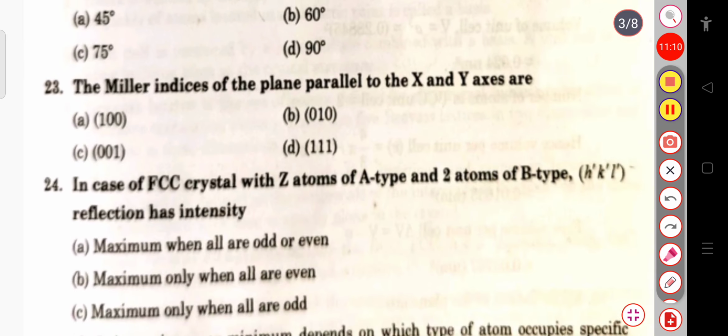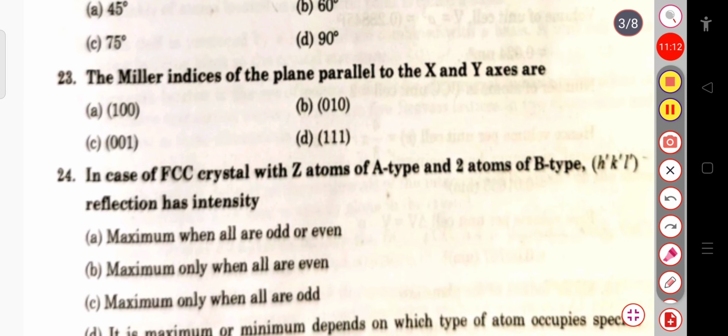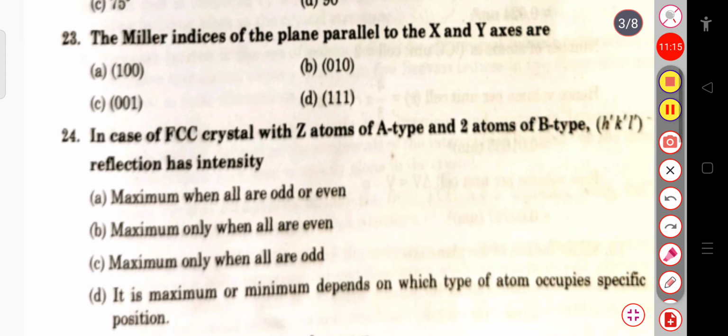The Miller indices of the plane parallel to the x and y axes will be the 0 0 1 plane. A plane parallel to the x and y axes is 0 0 1.